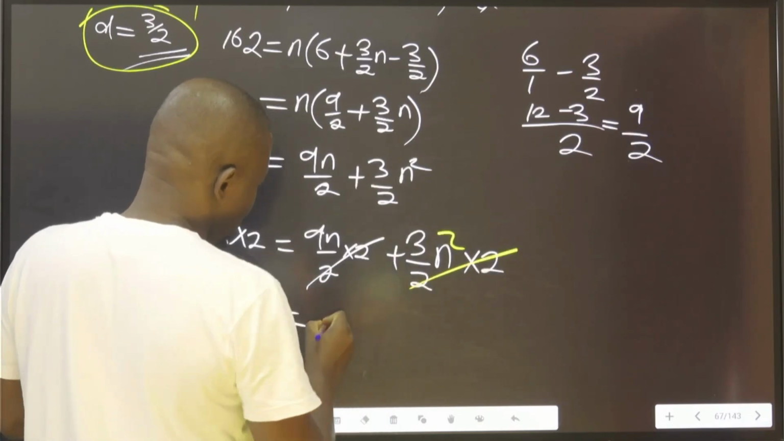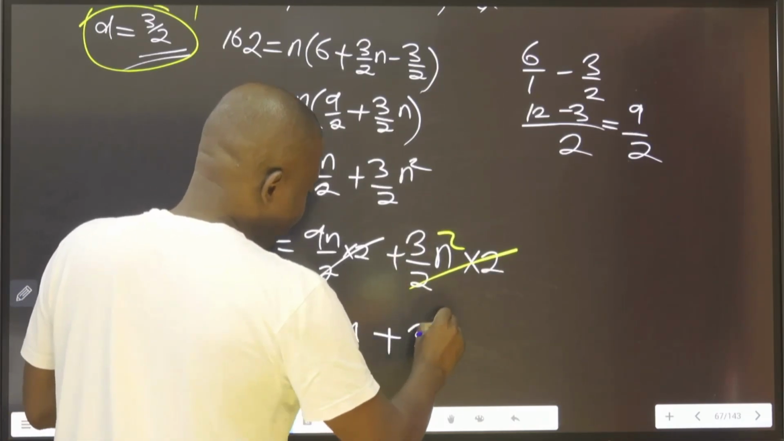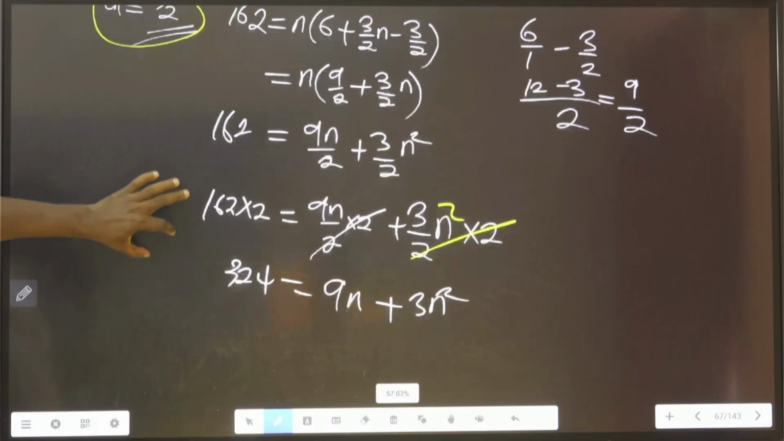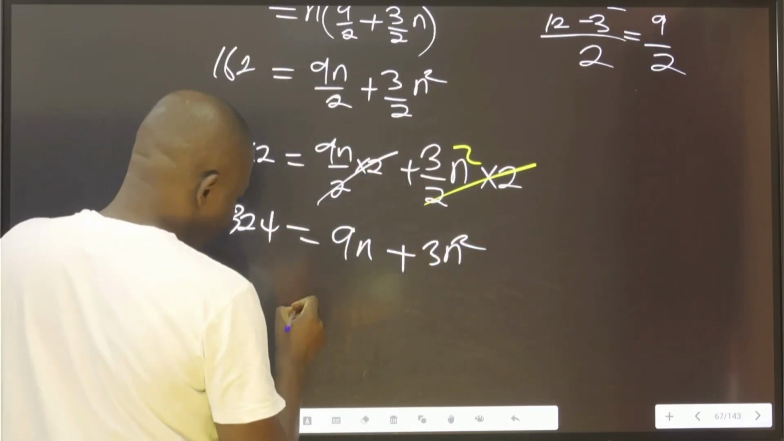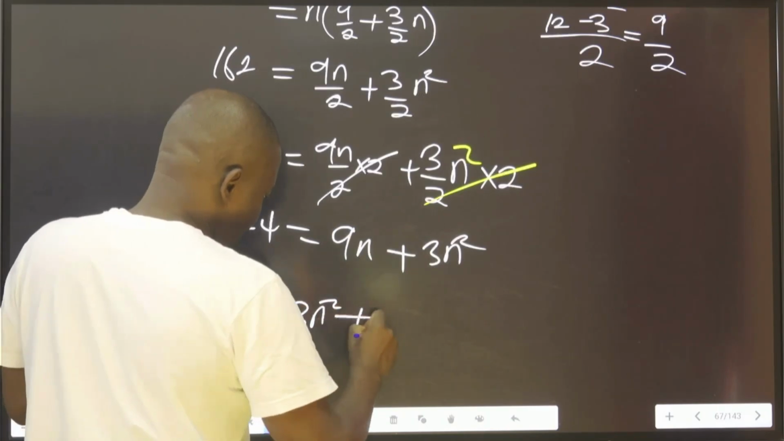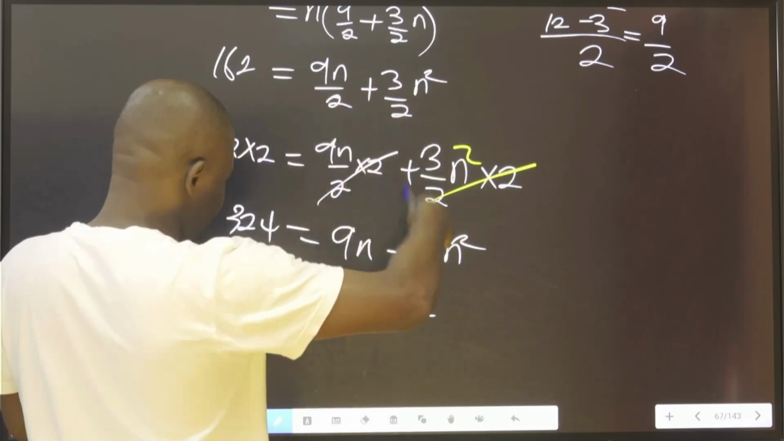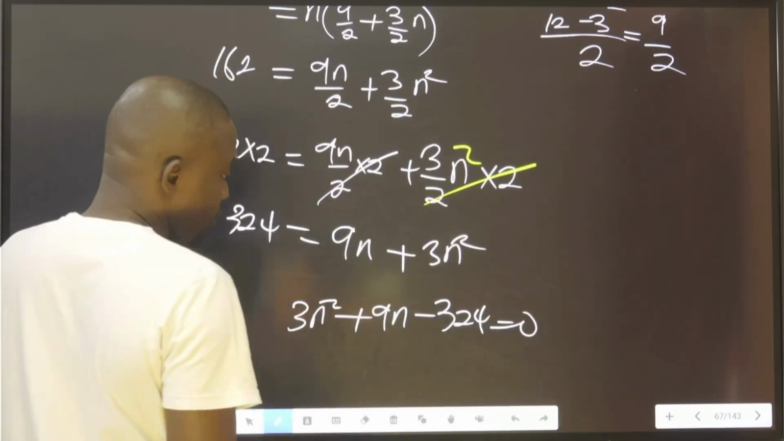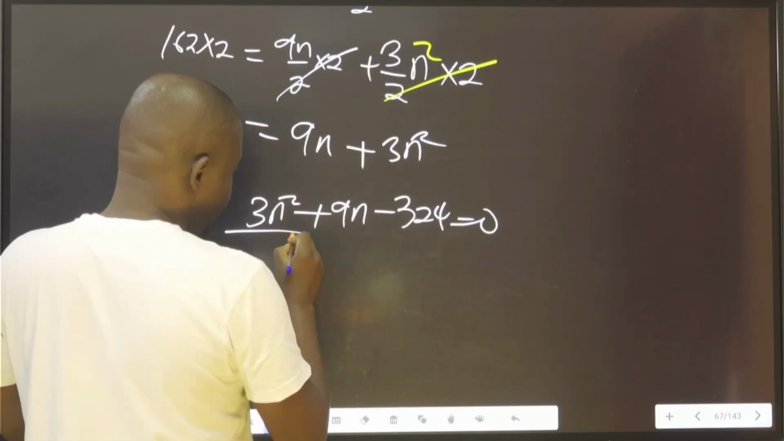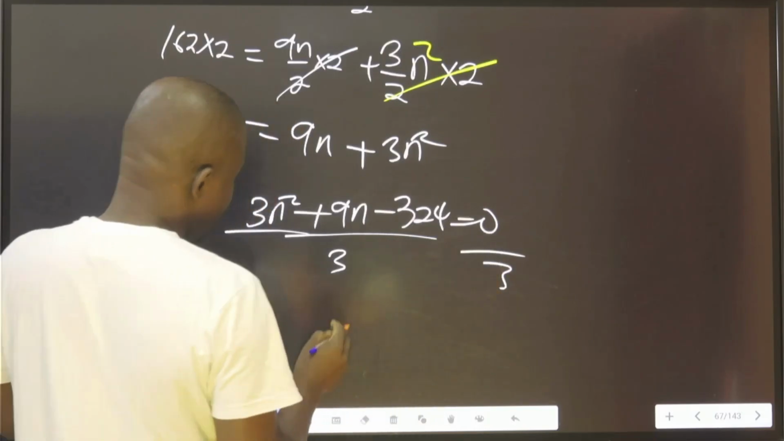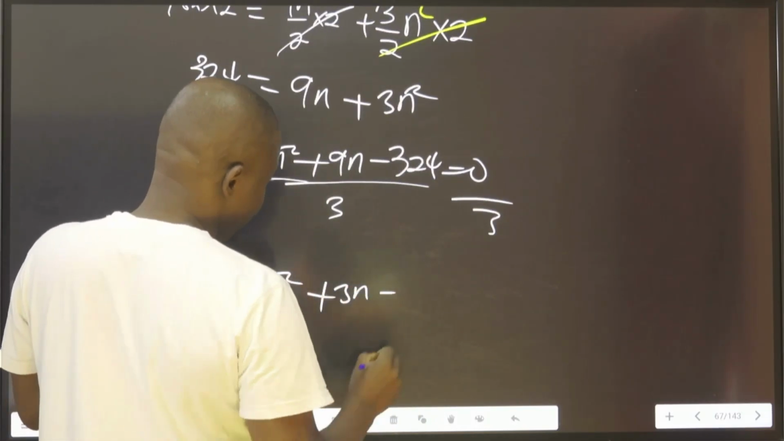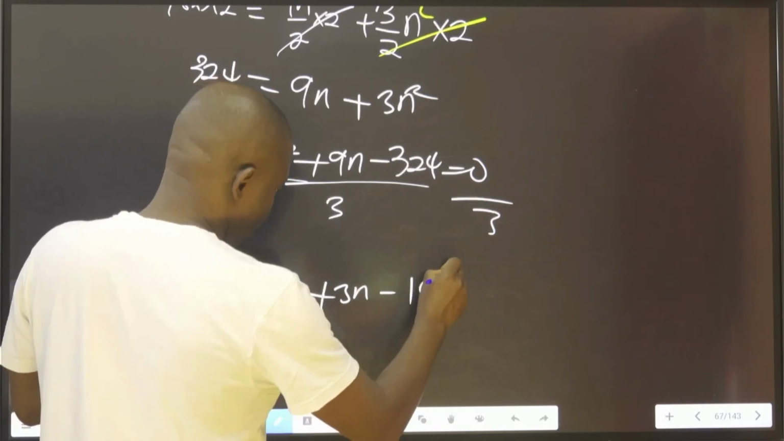This and this will cancel. We have 9n plus 3n squared. You agree with me? This is 324. Okay? Now we can rearrange everything to have 3n squared plus 9n. Move this to this side to have minus 324 equal to 0. Okay? So with this now, we can divide throughout by 3. Okay? And you agree with me? This will give us n squared plus 3n minus 108 equals 0.